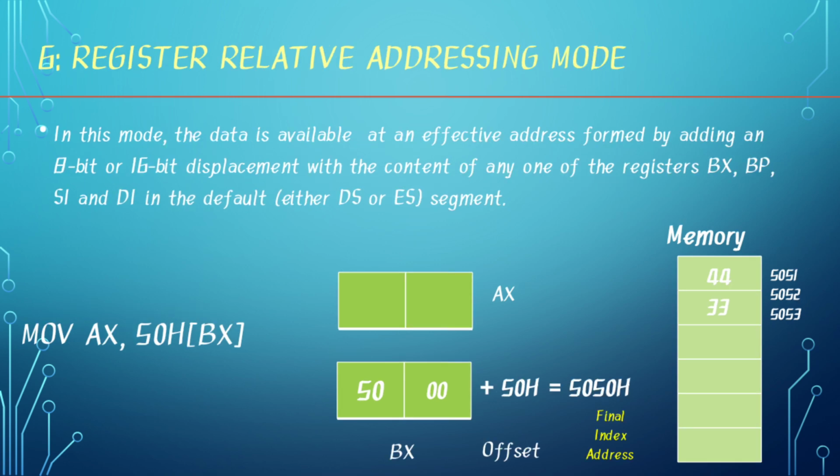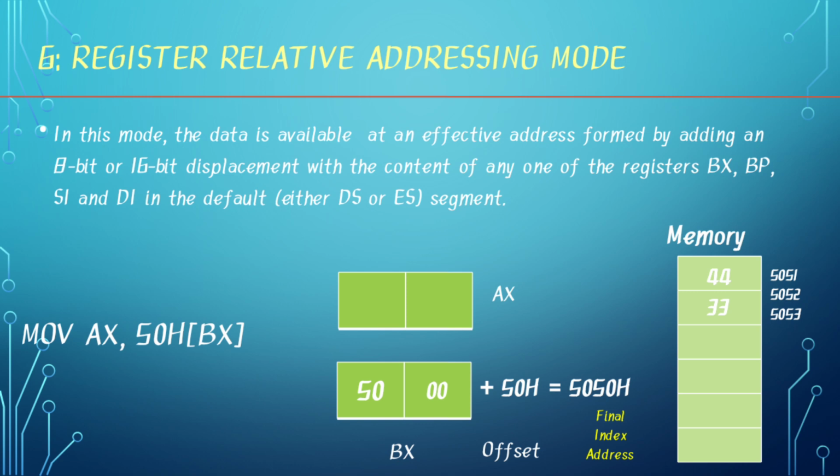Next, coming to the register relative addressing mode. In this mode, the data is available at the effective address formed by adding an 8-bit or a 16-bit displacement with the content of any one of the registers BX, BP, SI and DI in the default segment. So already we know BX is the base register, BP is the base pointer register, and SI and DI are the source index and destination index. So the register address is added with the displacement value.